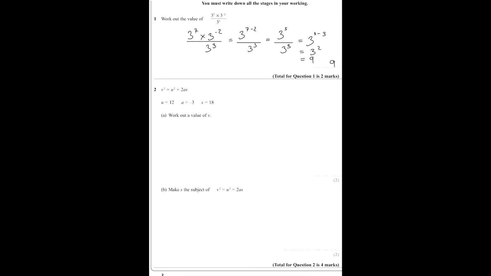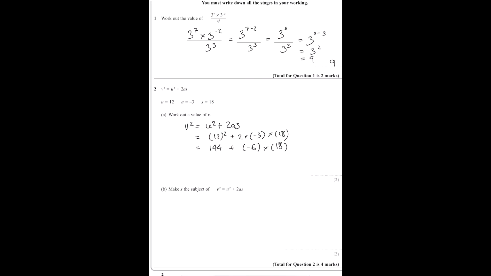The next question says work out the value of v. So again, write out the equation and put in the numbers. 144 plus 2 times minus 3 times 18. Oh, sorry, I did it in my head. So it should be 12.